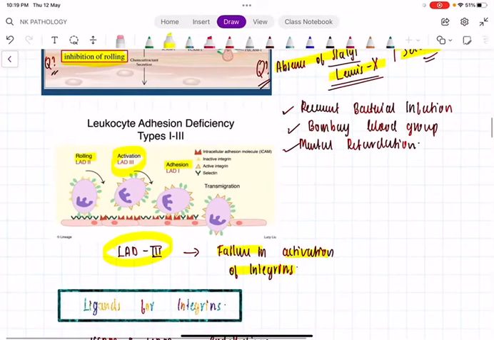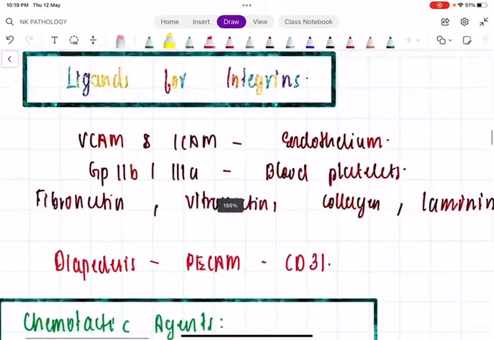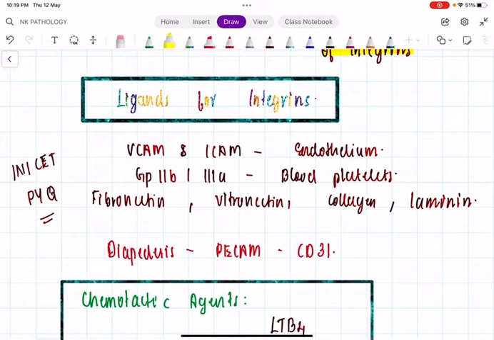Once that is over, let us see what the ligands for integrins are. I have told you VCAM and ICAM, which I am going to discuss in a bit more detail, and remember the markers of integrin. VCAM and ICAM are usually on endothelium. Glycoprotein 2B3A is on platelets, and a problem in it causes Glanzmann thrombasthenia. Then fibronectin, vitronectin, collagen and laminin. This was once asked in AIIMS: which of the following are ligands for integrins? It is a multiple answer type question. The options were fibronectin, VCAM, laminin, glycoprotein 2B3A and glycoprotein 1B9.